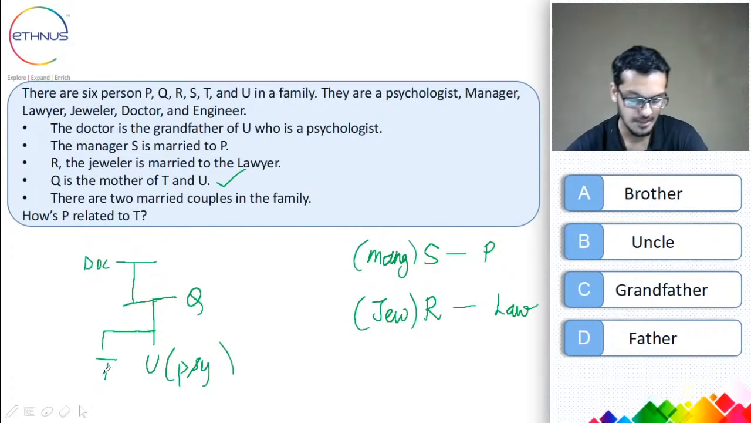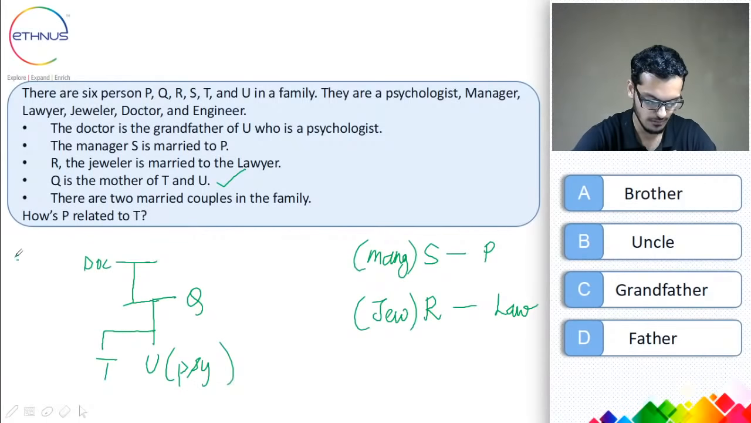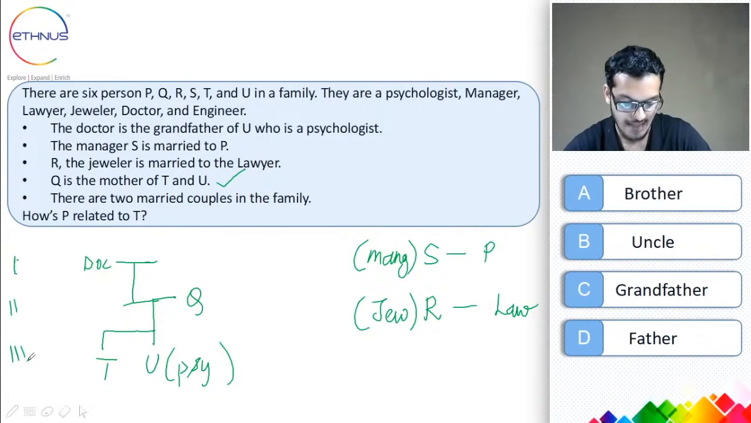So let me repeat quickly. The doctor is the grandfather of U. So I've written 2 generations above. This is 1st generation, this is 2nd generation, this is 3rd generation. I just wrote it in an order. And they have mentioned the manager S is married to P. I've written separately because there is no connection with this. R, the jeweler, is married to a lawyer. So that also I've written separately. Again, there is no linking terms.